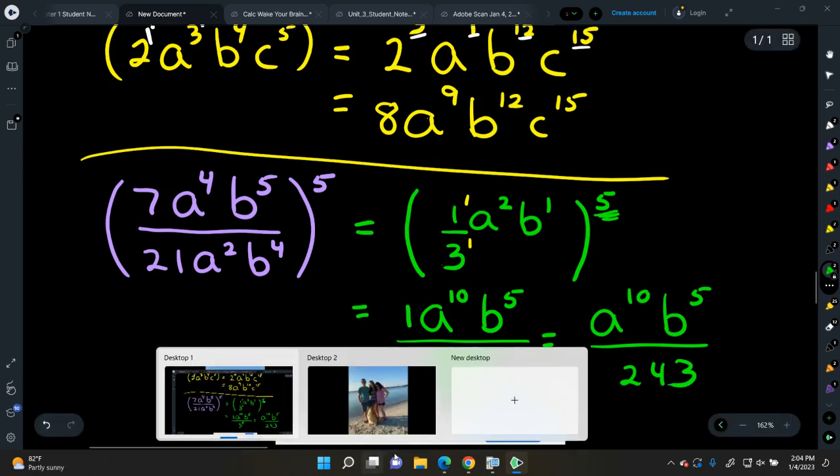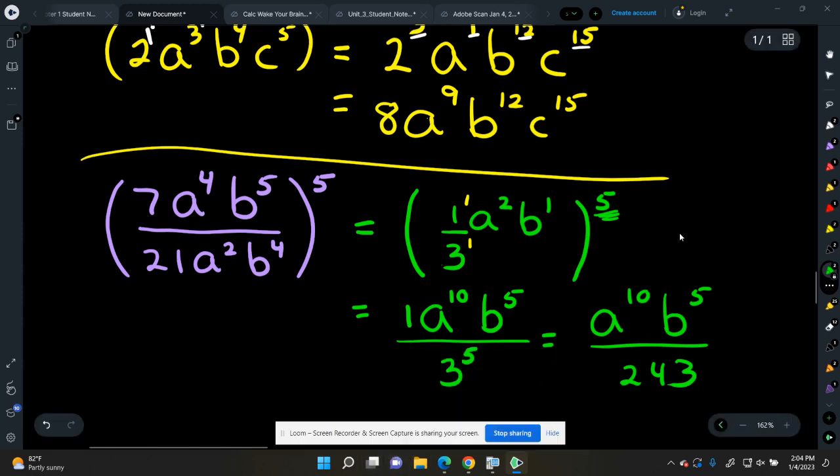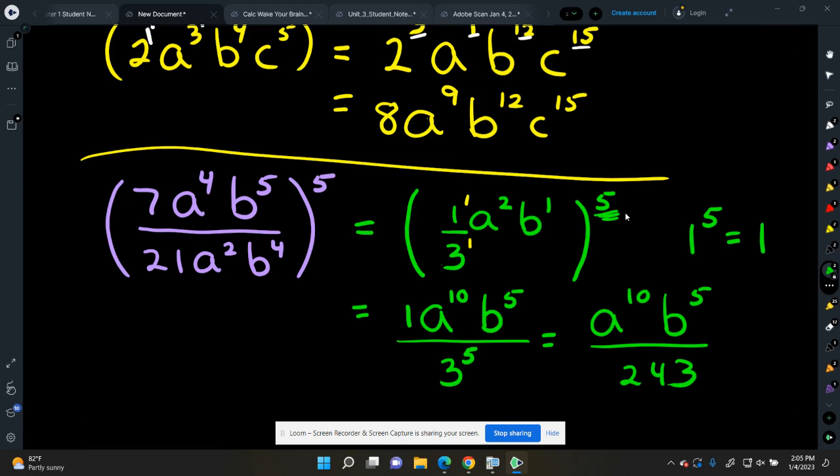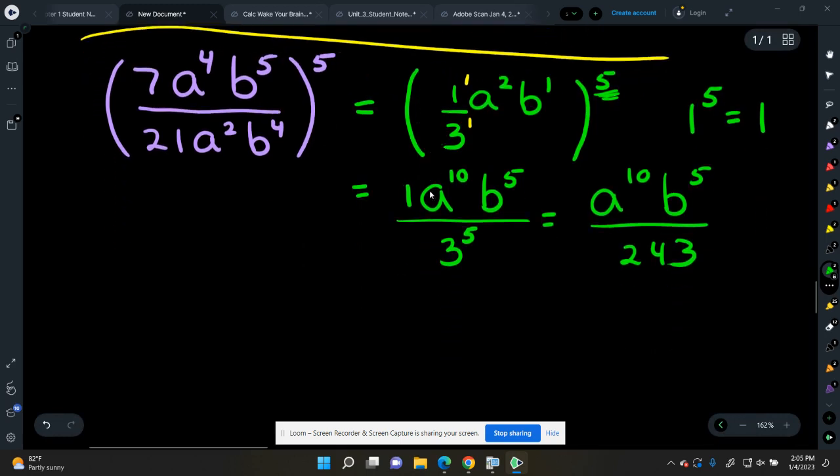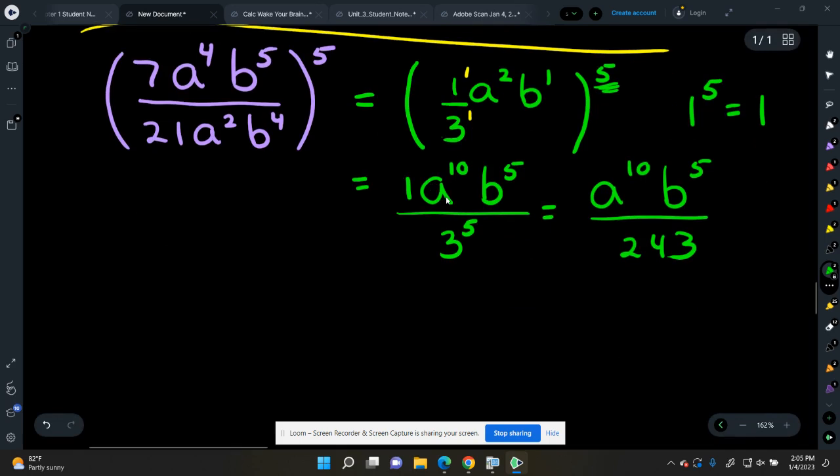Yes, Carolyn. What happened to the multiply? The 1 to any power is just 1. Okay. So wouldn't it still be 5? Well, it's going to be 1 to the 5th, which is 1. Oh, okay. Wait, how do we get 243? 3 to the 5th power is 243, isn't it? Yeah. Oh, okay.